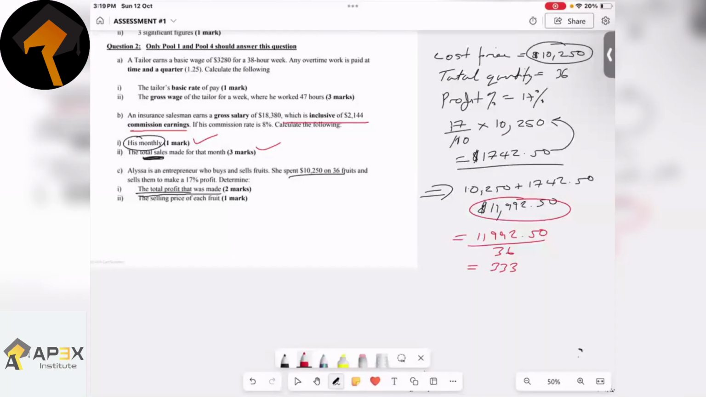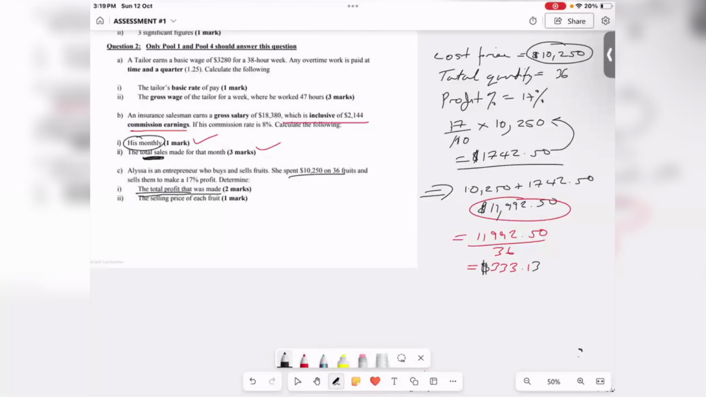So 333.12 or 13. All right. So one fruit was sold for $333.13. And there's always an alternative for this. Like I said, guys, there is an alternative. We could actually divide. Okay, look at this. We could get this 333.13 another way. So this is the alternative approach.